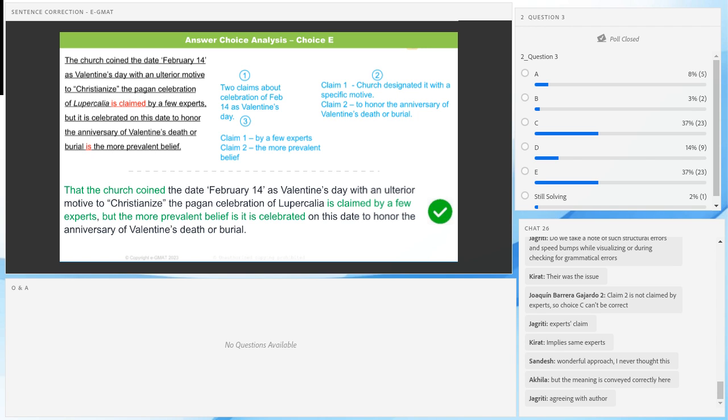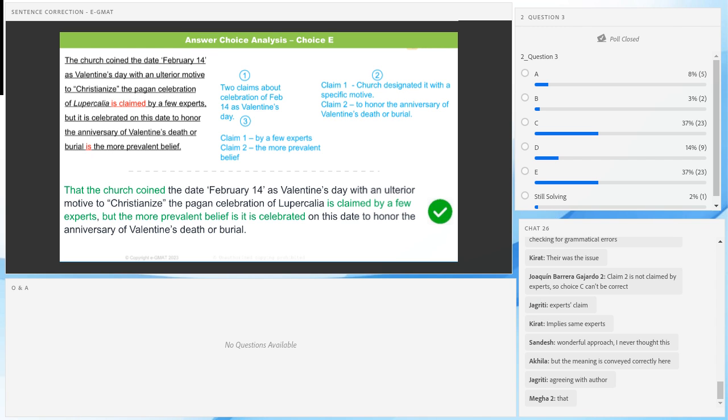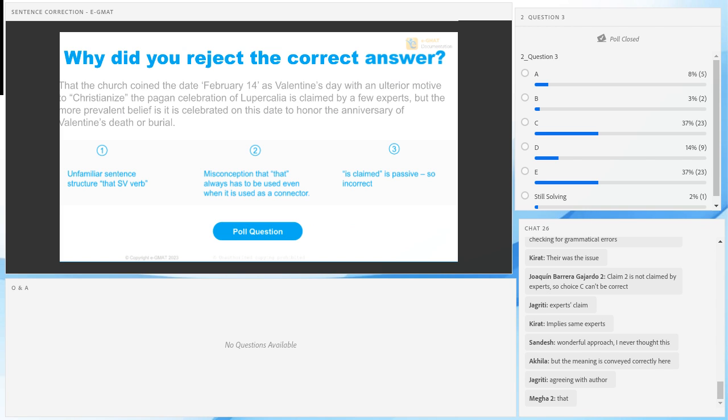Now why choice E was rejected by about a third of the class is because it has a very weird sentence structure, that the church coined. Okay, that is a very weird thing. This is an inverted subject verb structure. The other thing is there's this misconception that "that" always has to be used even when it is used as a connector. The prevalent belief is people expect to see "that" over here. Okay, it's not required. When it is used as a connector, you can omit it.